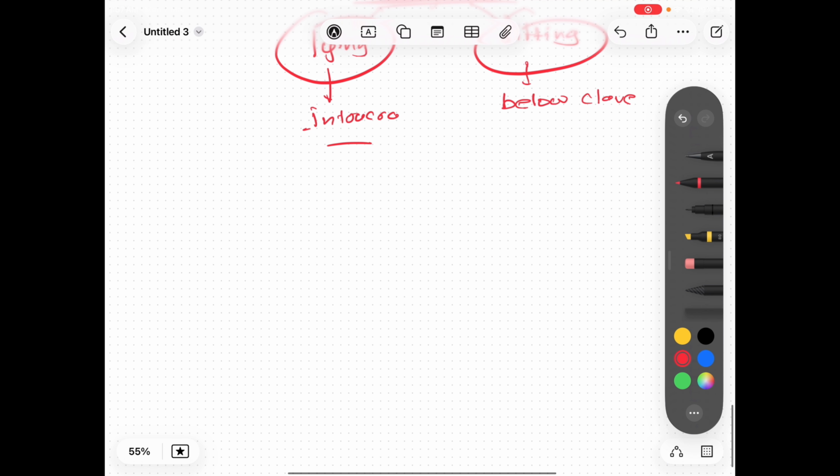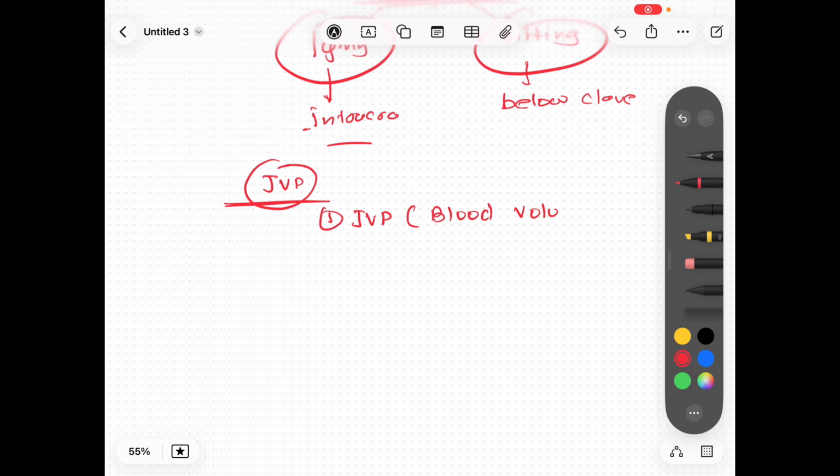Now, what are the causes of JVP elevation? We have already discussed the barriers. Then it is very easy to enumerate the causes of JVP elevation. First is circulatory overload. Any increase in blood volume increases JVP.